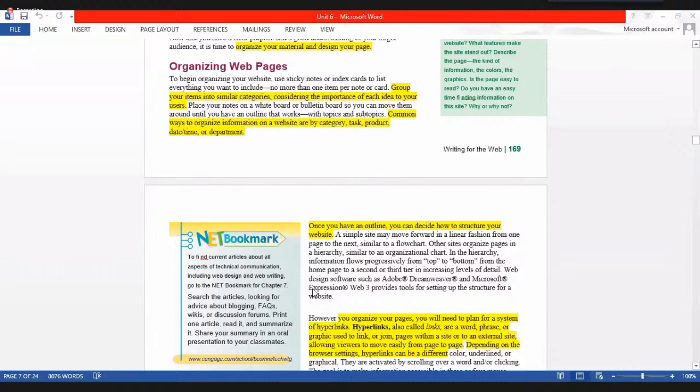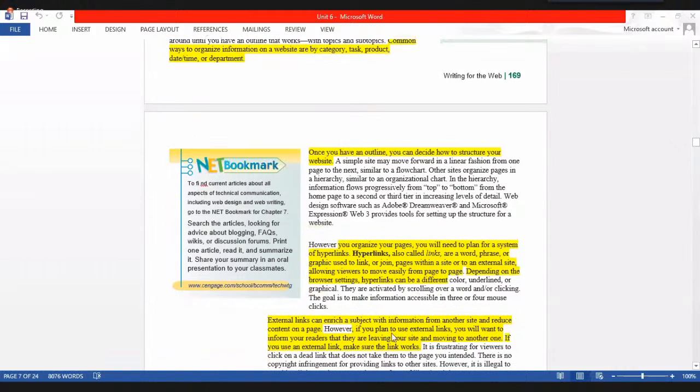Okay. Then here, most of the things are clear to you because you know better, I think, because you often use the internet. So see here, you organize your pages. You will need to plan for a system of hyperlinks. What are hyperlinks? Hyperlinks means links. Then there are several links given.